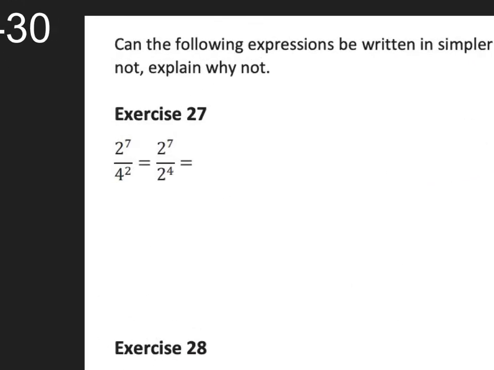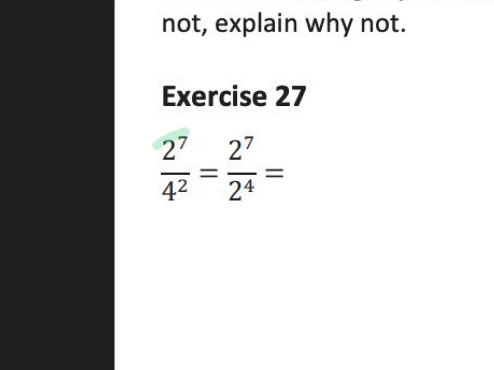So for exercise 27, what they did is they said, okay, we have 2 to the 7th over 4 to the second. And they said, you know what, I can take this 4 to the second and turn this into a base of 2. So 4 to the second, 4 times 4, is the same as 2 to the fourth, 2 times 2 times 2 times 2. Okay, so now that these have the same base, we can actually make this a lot simpler. So 2 to the 7th over 2 to the 4th, this is the same as 2 to the 7 take away 4, which is 2 to the third.